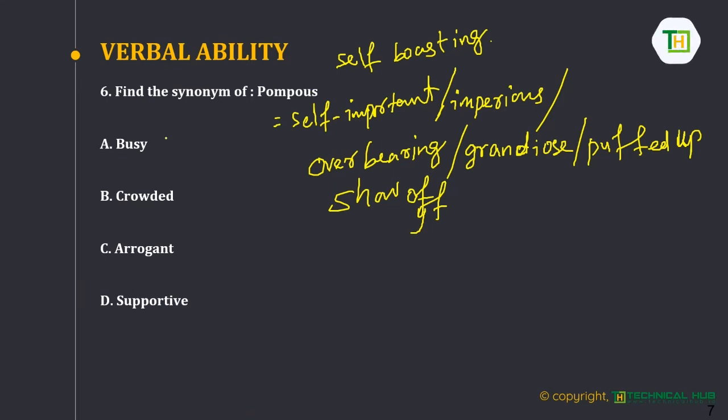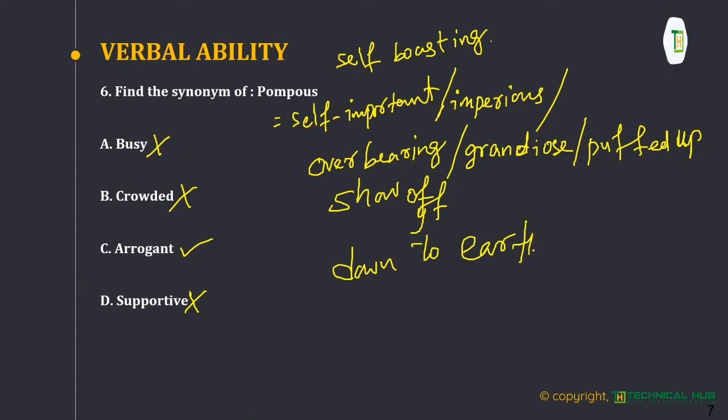So self-boasting, opposite busy, no; crowded, no; supportive, also no. So finally, arrogant: the one who always thinks that he is the one, that he can solve all your problems, and tries to give more importance to himself. But the greatest people are always grounded to earth; we call them down to earth personalities.